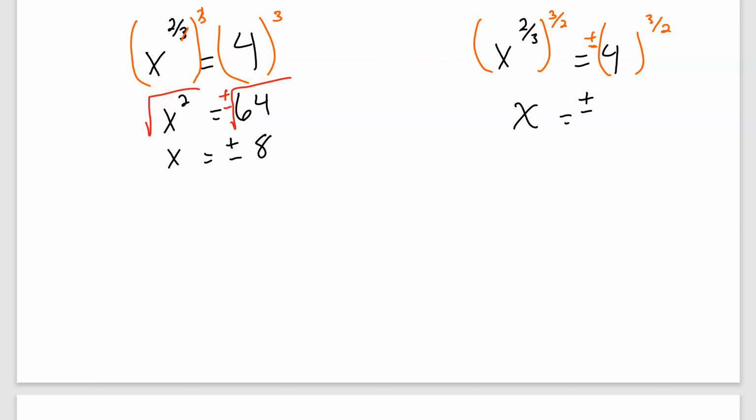You can actually do that in your calculator. That will still give you a plus or minus 8. But a lot of people tend to forget that plus and minus. So I would probably recommend that you raise it to the denominator first and then take the square root. Now in this case, both solutions do check out. So our solution set is positive or negative 8 in this case.